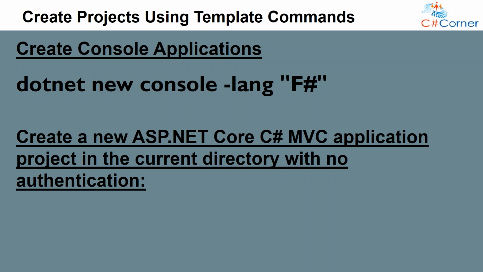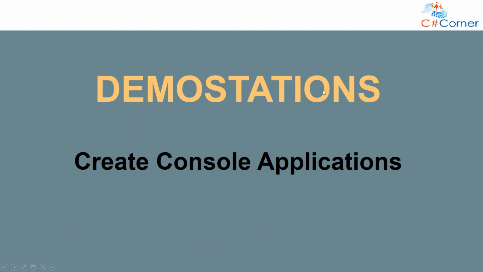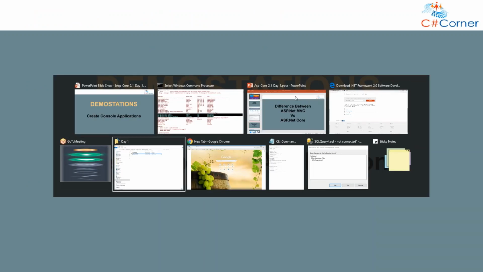So this will create an ASP.NET Core C# application project in the current directory with no authentication. And this is another syntax. If we want to create an ASP.NET Core C# MVC application project in the current directory where I exist with no authentication, then this will be the syntax: dotnet new mvc space hyphen au none. If we want the authentication to be from Windows, then in place of none we need to use the Windows keyword.